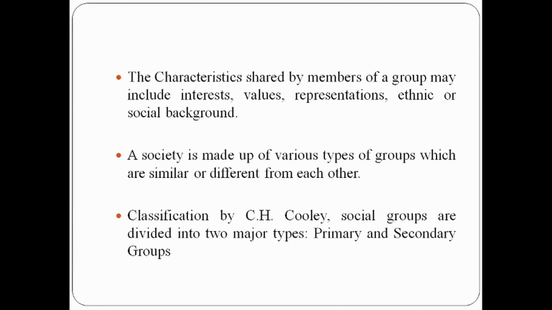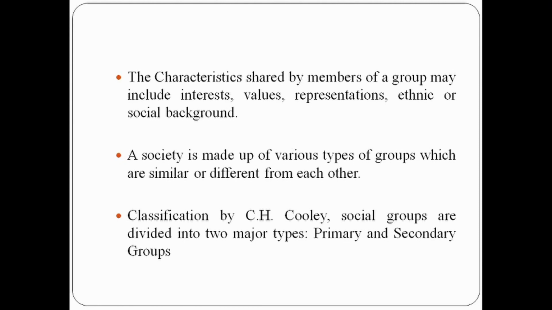The characteristics shared by the members of a group may include interests, values, representations, and ethnic or social background. A society is made up of various types of groups which are similar or different from each other. The classification of these groups can be done on the basis of social interaction or degree of equality of interaction, degree of intimacy of contact, range of interest and duration of interest, degree of organization, and of course size.